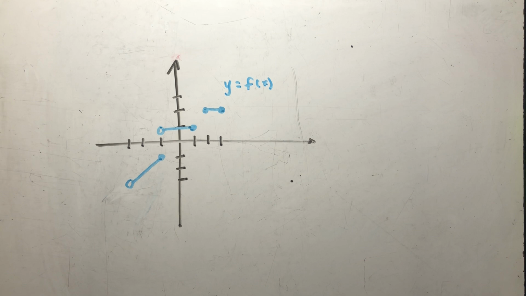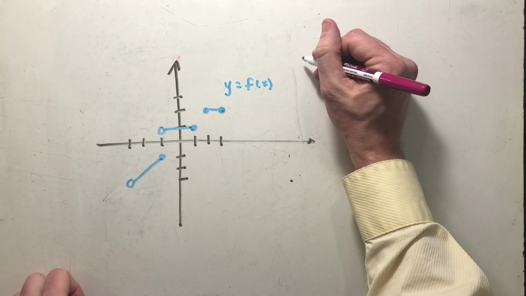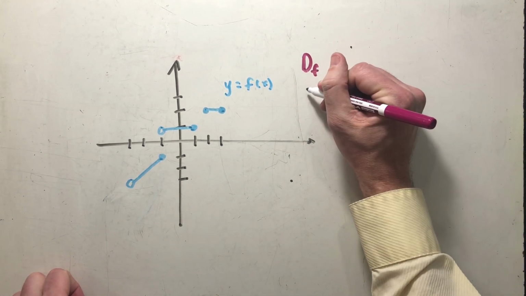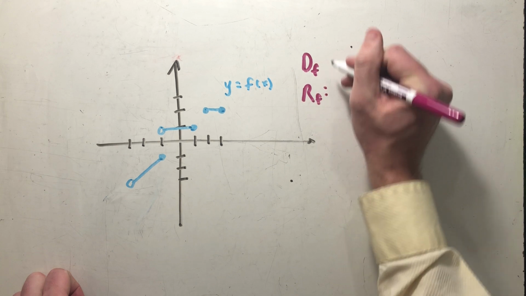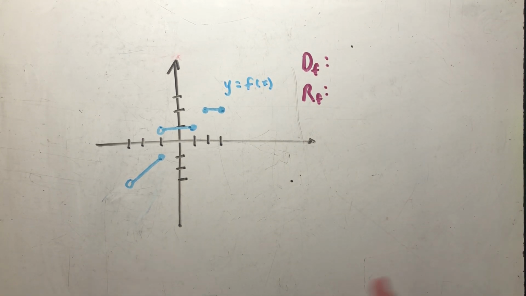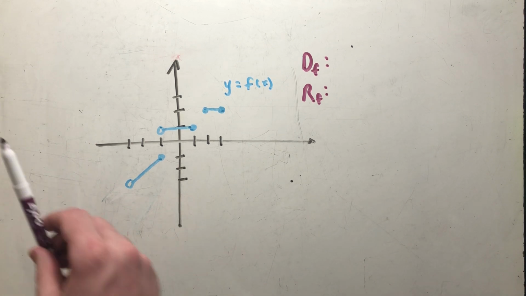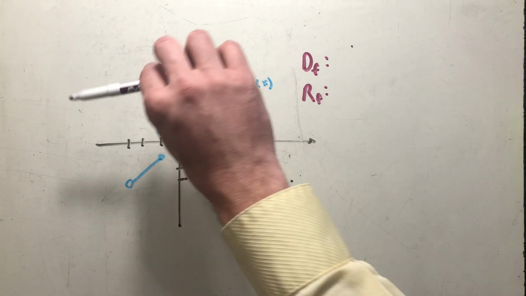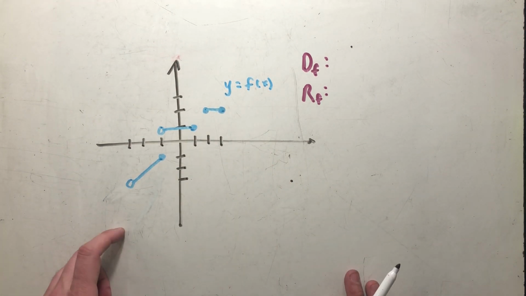We have one more function here, and this one's called f of x again. So we're going to find the domain of that function and the range of that function. And this one looks really weird. This one's going to have some hops and breaks in its domain and range. But again, let's look from left to right for the domain and from bottom to top for the range.